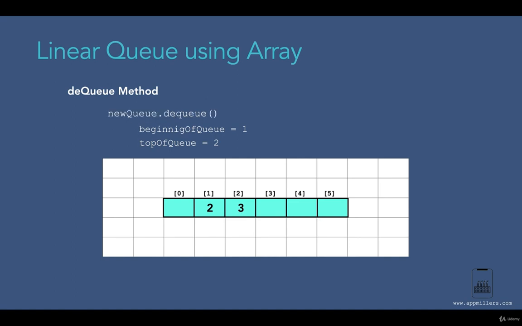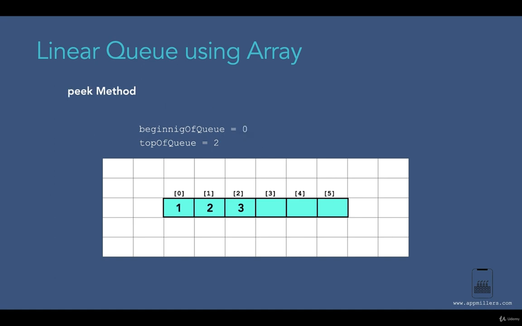If I call the dequeue method one more time, it's going to return 2 in this case, because the beginning element is 2 now. As you see, when we call the dequeue method, the element is deleted from here and the beginning of the queue is updated to 2. This means that the top of the queue is located at index 2. Every time we dequeue an element from the linear queue, the beginning of the queue changes this way, and we update the index of the beginning of the queue property.